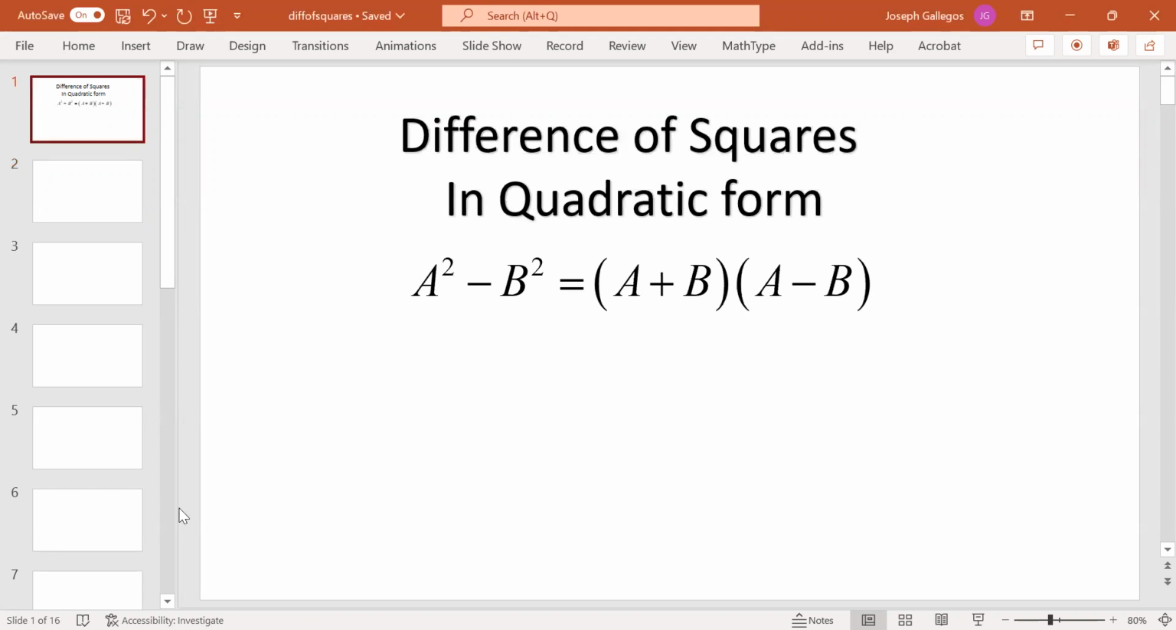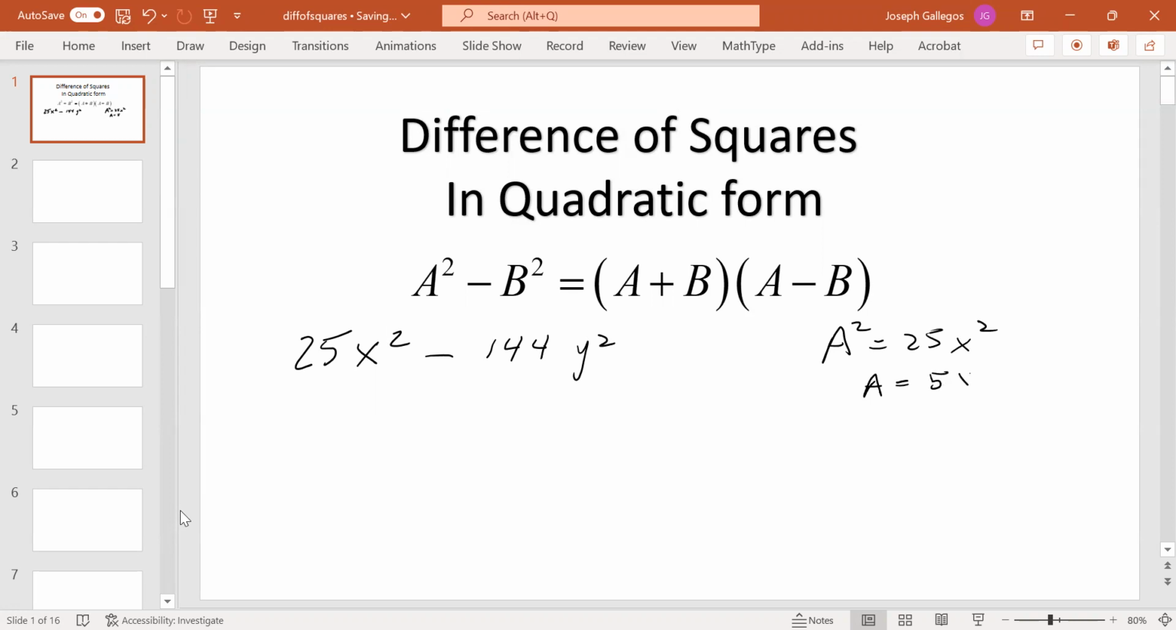Let's say we have 25x squared minus 144y squared. When we look at this, we look at a squared as 25x squared. So then a would have to be the square root of 25, which is 5, and the square root of x squared is x. So a is 5x. And b squared is 144y squared, so b would have to be 12y.